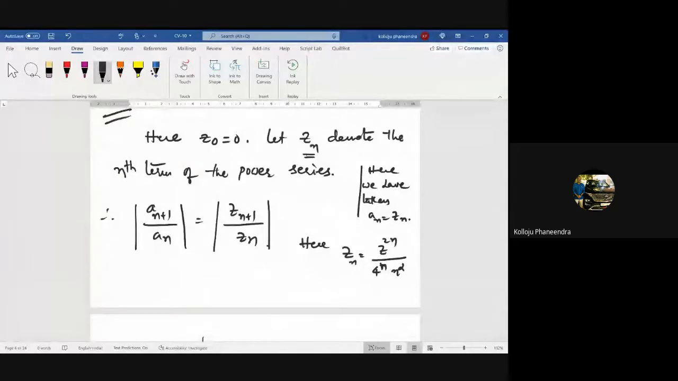Now, why is it not moving? Now, Zn plus 1 by Zn, what is this value now? Just wait. It's stuck on this one. The screen was stuck. Yeah, it's working.